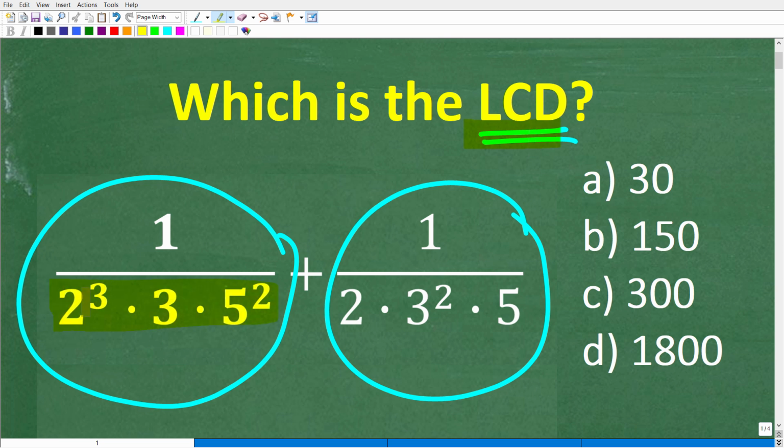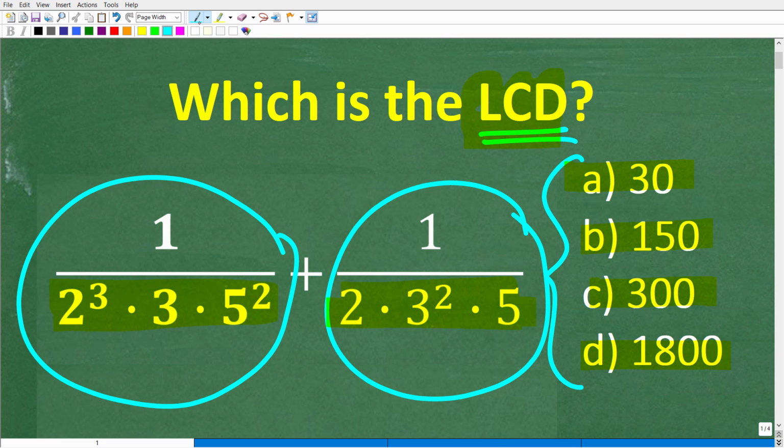Well, let's take a look at each respective denominator. The LCD stands for the lowest common denominator. So the first denominator is 2 cubed times 3 times 5 squared, and the second denominator is 2 times 3 squared times 5. All right, so this is a multiple choice question. Let's take a look at our answers. A, 30 is the LCD; B, 150; C, 300; or D, 1800.